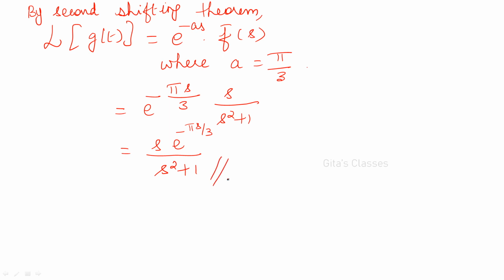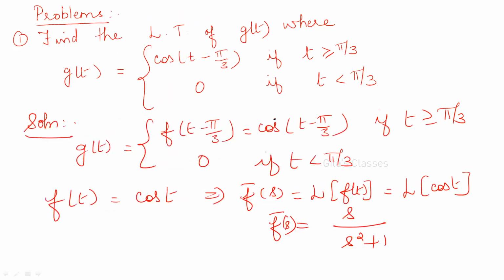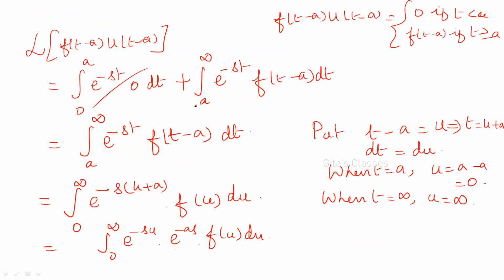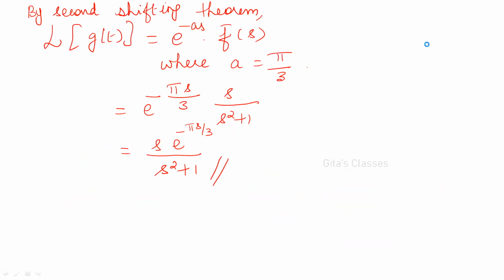Okay. We'll do one more problem. Find the Laplace transform of t minus 2 the whole cube into u of t minus 2. So in the previous problem they have given like this, cos of t minus pi by 3. That is, by this definition you can compare this with this function, f of t minus a into u of t minus a. Here the function was given like this, f of t minus a. G of t is given like this, cos of t minus pi by 3.